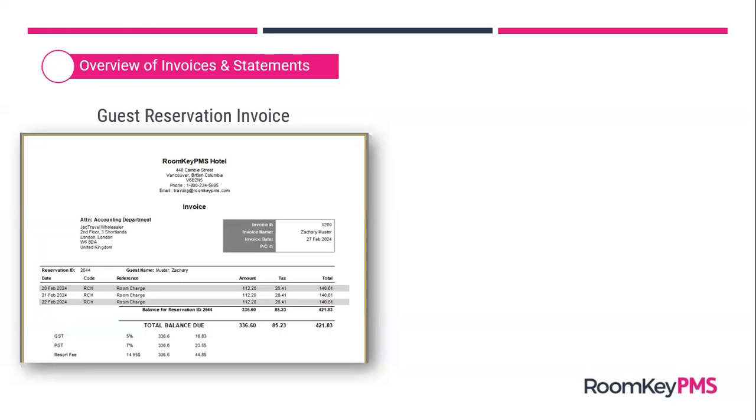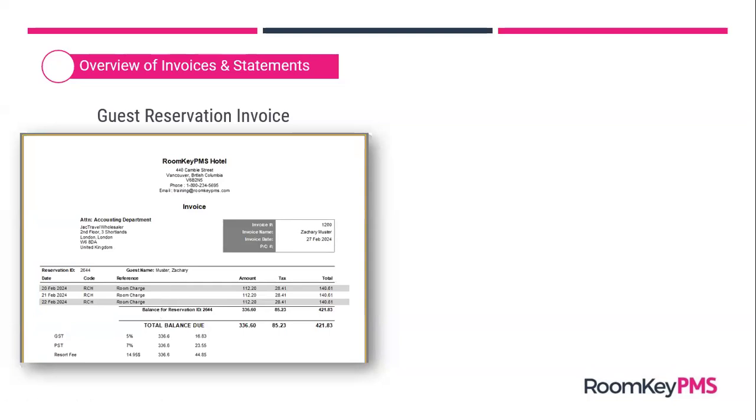We have some similar features at the top of the screen. You would have the account information and then a summary off to the right-hand side. But instead of having the account summarized, we actually have a breakdown of the details of that guest stay. So that includes the reservation ID and the guest name. And then it also includes a breakdown of all of the charges that make up that invoice.